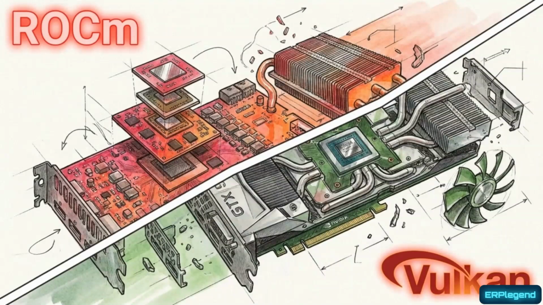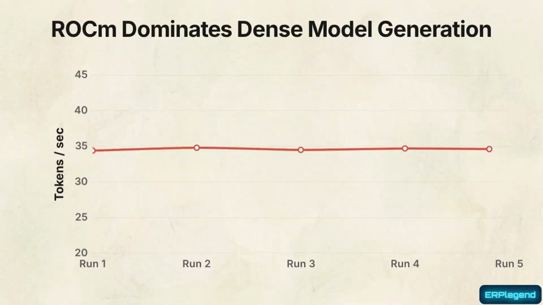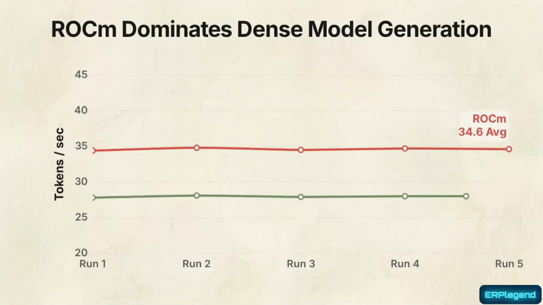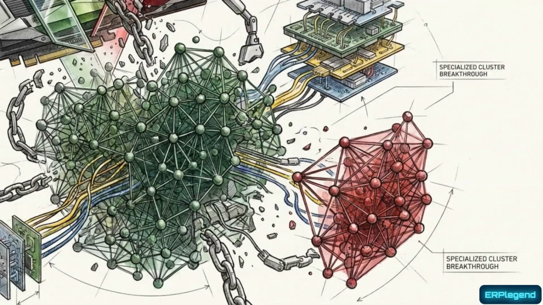Vulkan is incredibly fast, but we have to look at the workload where ROCm takes the lead right back: dense models. Look at this line chart mapping generation speed on a 27 billion parameter dense model. Across 5 benchmark runs, ROCm averages 34.6 tokens a second. Vulkan tops out at 28.1. Dense models are structured as one uniform matrix multiply after another. ROCm's hand-tuned HIP kernels are built precisely for that kind of predictable, continuous math.